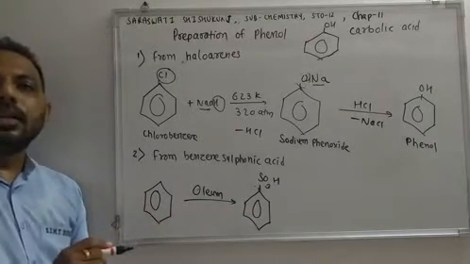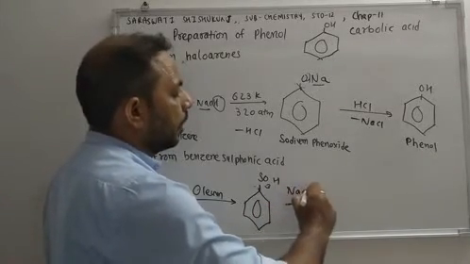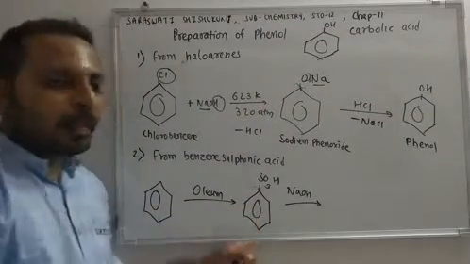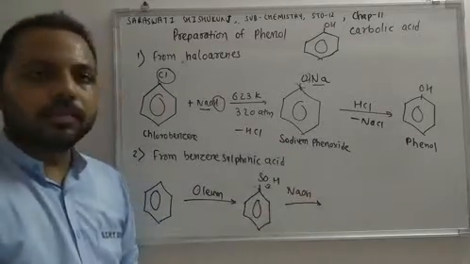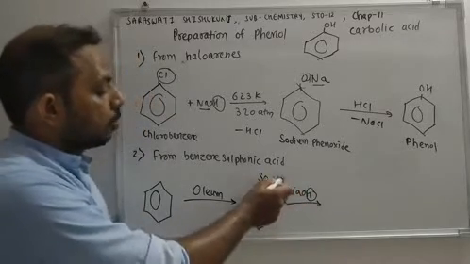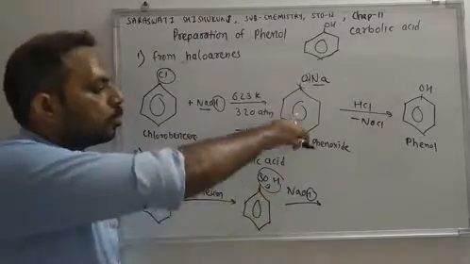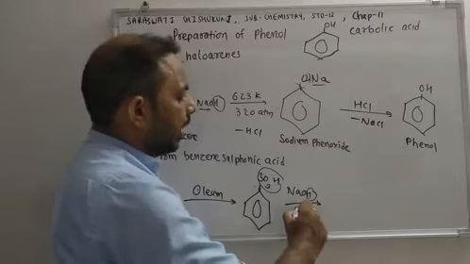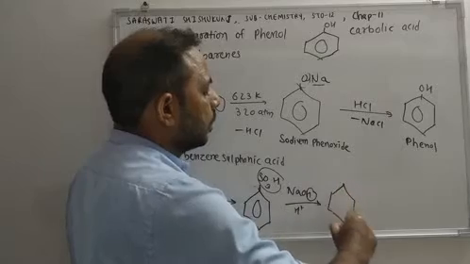Now benzene sulfonic acid reacts with NaOH and it will form sodium phenoxide. Reaction of benzene sulfonic acid with NaOH forms sodium phenoxide plus H2SO4. We can see that H plus from here and SO3H from here will form H2SO4. What is left? ONa is left, so it will form sodium phenoxide. And again, acidification of sodium phenoxide, so we can write H plus or HCl here. It will form phenol. So we will get phenol here.